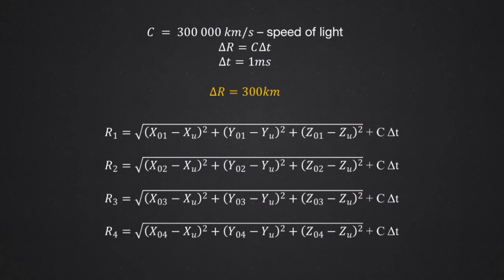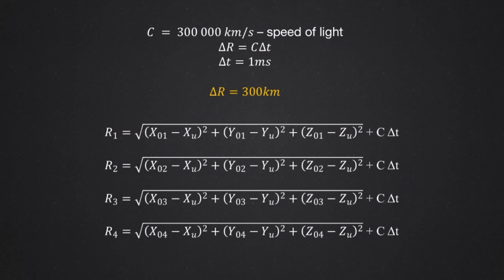But we have to know that we measure the time of travel of light, of an electromagnetic wave. If we accept the speed of light as 300,000 kilometers per second, and if we have a clock error of our receiver of 1 millisecond, it is possible to determine our error in distance measurement, and this error will be 300 kilometers, not an acceptable accuracy in measurement of our coordinates.